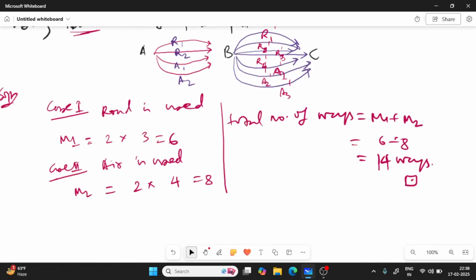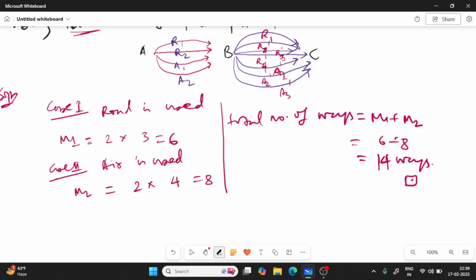So I am doing the same question by taking cases. Suppose I am using road for going from A to B. Then how many ways are possible? Two ways. And he has mentioned that you will not use the same mode of transport again for going from B to C. So in this case you will be left with only three ways: A1 prime, A2 prime, and A3 prime. So how many ways are there? Three ways. So the total number of ways will be 2 into 3, that is 6.